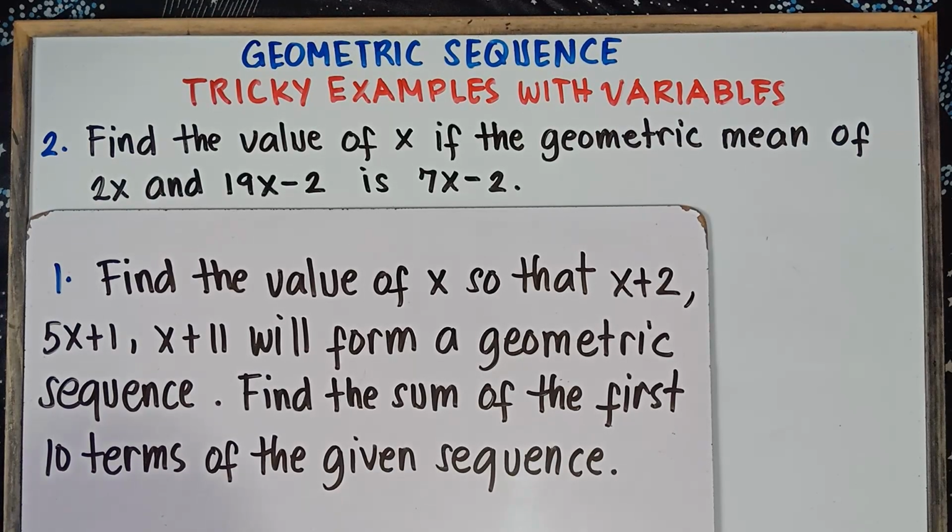Our topic for today's class is all about geometric sequence, and we are dealing with variables. So without further ado, let's do this topic. This is part 2 of our video. In part 1 of our video, we actually answered this one in class. We're told to find the value of x so that x plus 2, 5x plus 1, x plus 11 will form a geometric sequence, and then find the sum of the first 10 terms given the sequence.